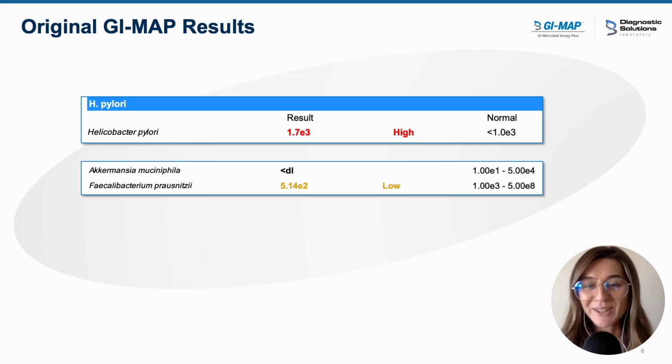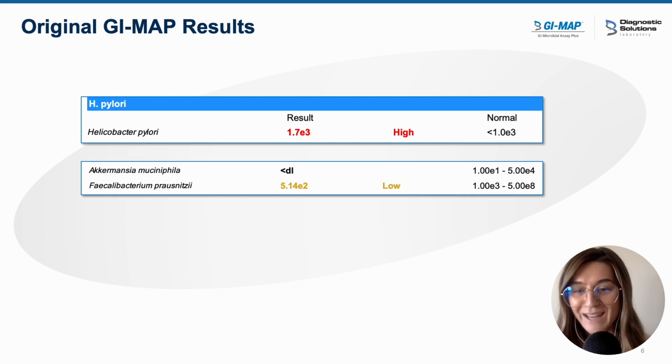So here you are actually looking at my original GI map results from way back when I was first diagnosed with ulcerative colitis. Came back positive with H. pylori, low undetectable limits of Akkermansia muciniphila, very low levels of Faecalibacterium prausnitzii. Although we're not going to be diving in and I'm not going to be educating on inflammatory bowel disease, these are very common findings and patterns that are associated with a diagnosis of ulcerative colitis.